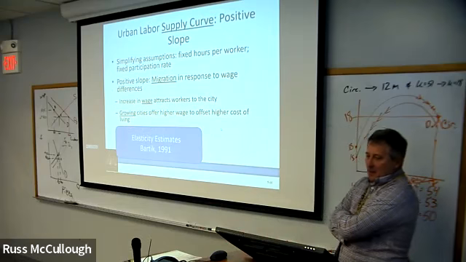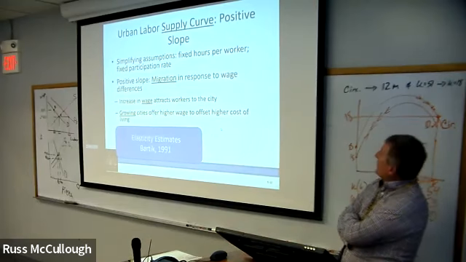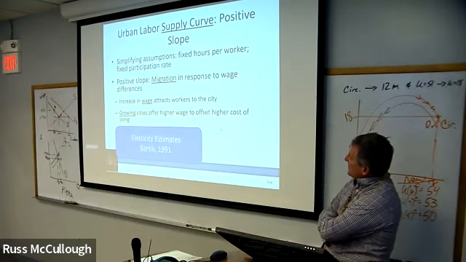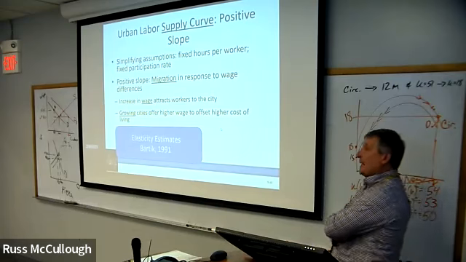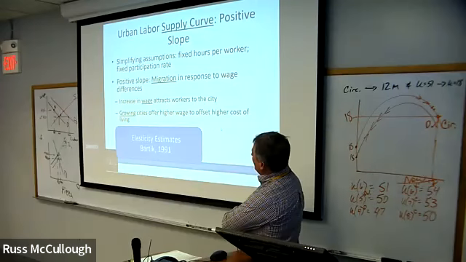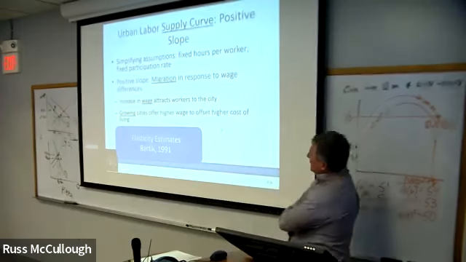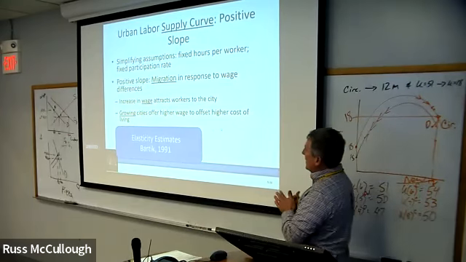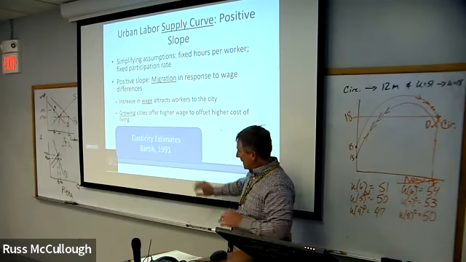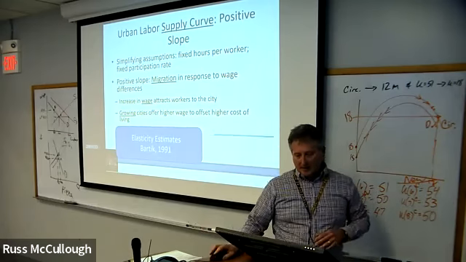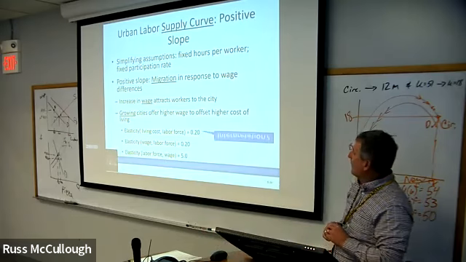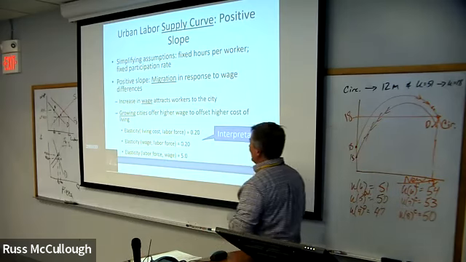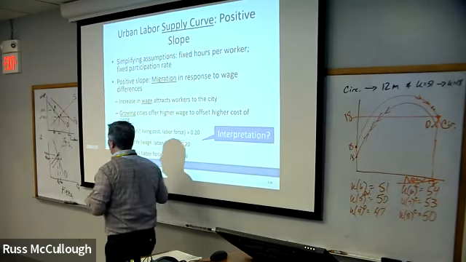So we've got some things with the model: fixed hours per worker, fixed participation rate, migration in response to wage differences. So we have people moving into Ottawa when the wage comes up. Increase in wage attracts workers, just like we did from chapter 7. Growing cities offer higher wage to offset the costs. And then they have different elasticity estimates from different studies, and interpret that number.